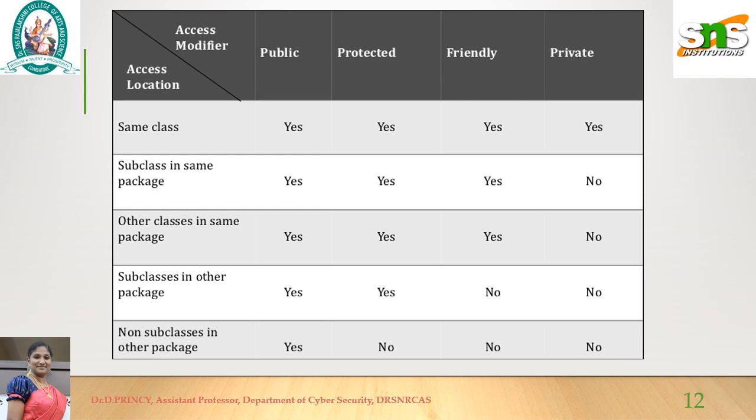When we use the access specifier public, all types are supported. Protected: all are supported except non-subclasses in other packages. Friendly: all are supported except subclasses in other packages and non-subclasses in other packages. Private is only supported within the same class.